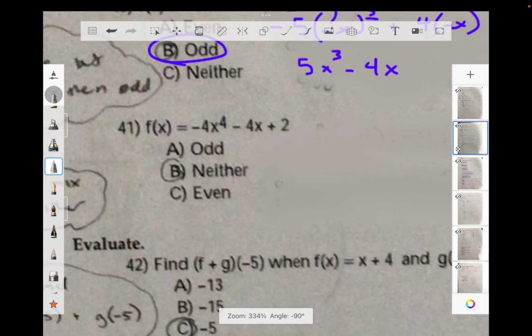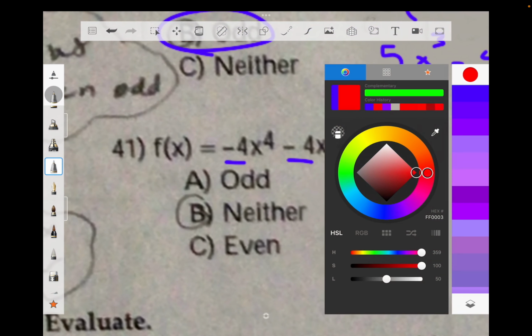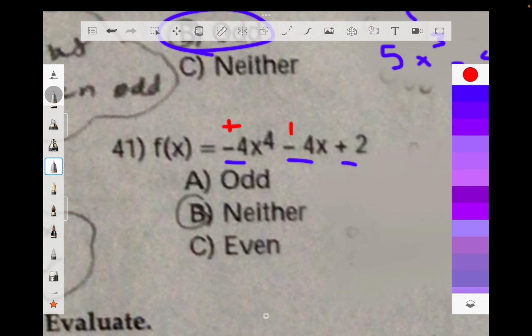All right, and then for this last one, let me just say, if it's negative, negative, positive, it's even, all right? If it's positive, positive, negative, it's odd. And then anything else, it's going to be neither.